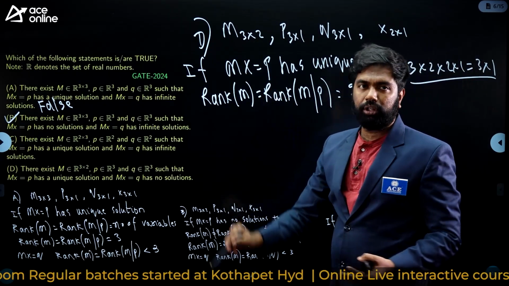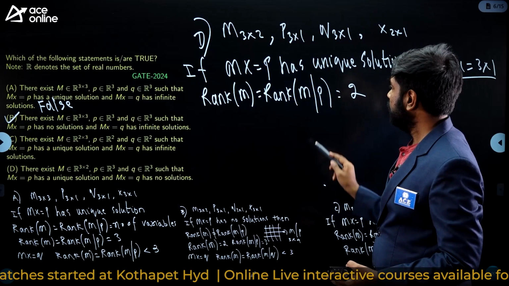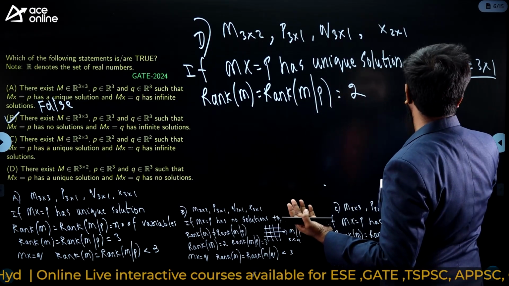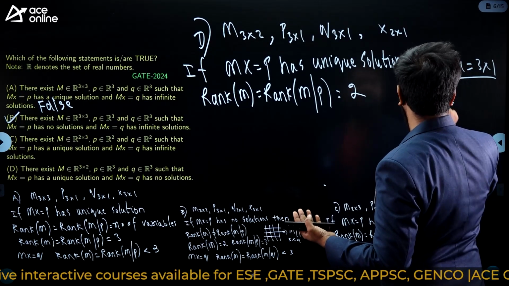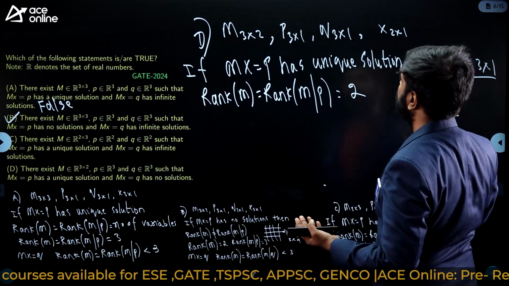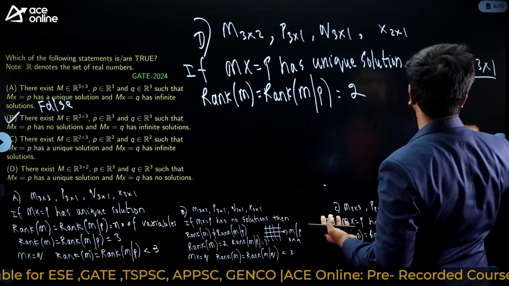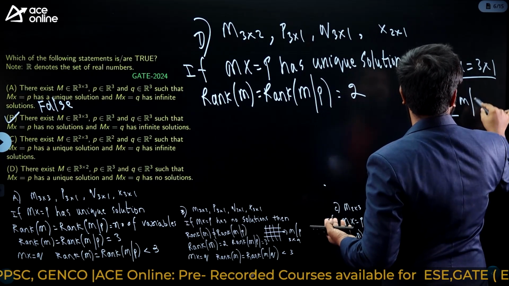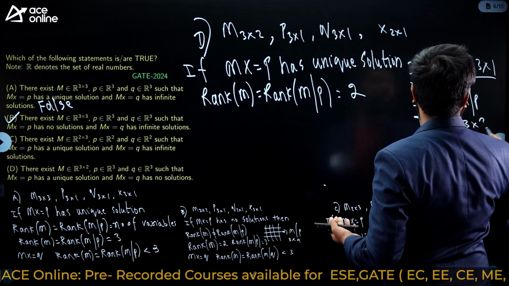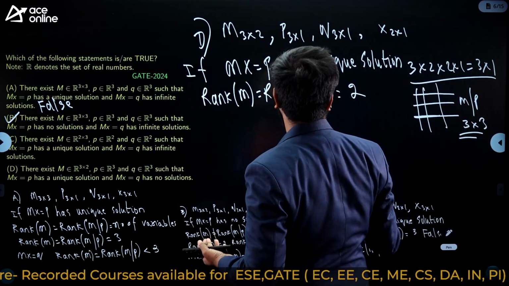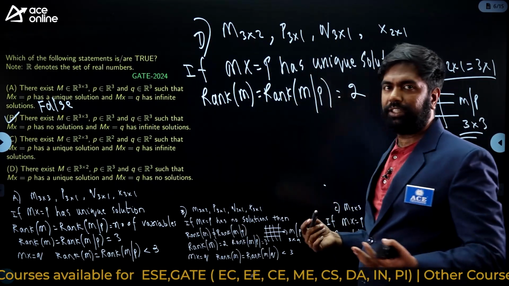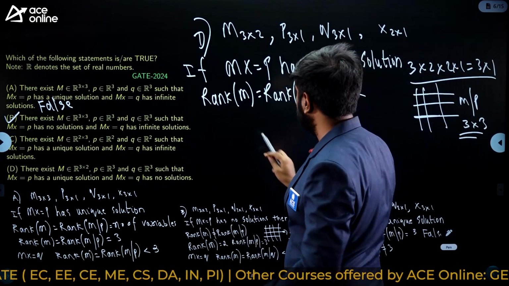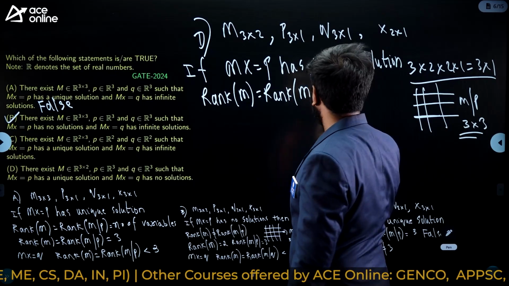Can rank of a 3 cross 2 matrix be 2? Yes. Can rank of MP be 2? So what is MP? First of all, what is M? It is a 3 cross 2 matrix. Now if you also put P, which is a 3 cross 1, like this, then MP is a 3 cross 3 matrix. Can a 3 cross 3 matrix have rank 2? Yes, you can create such matrices. So yes, it can have a unique solution. Let's say if it has a unique solution, then rank of M must be 2.